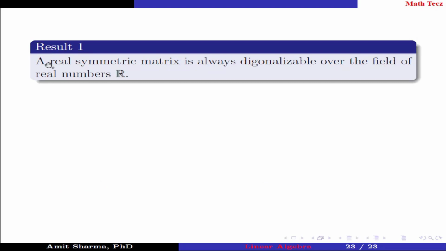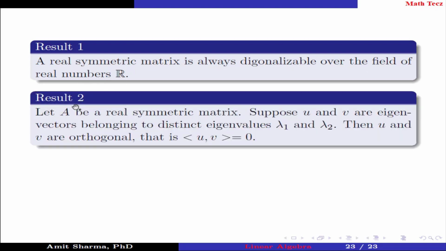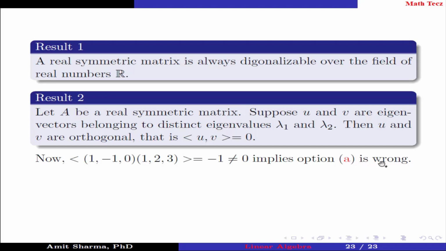Result number 1. A real symmetric matrix is always diagonalizable over the field of real numbers R. Result number 2. Let A be a real symmetric matrix. Suppose U and V are eigenvectors belonging to distinct eigenvalues lambda 1 and lambda 2. Then U and V are orthogonal, that is, the inner product of U comma V is 0. Now, take the inner product of (1, minus 1, 0) with (1, 2, 3), which is equal to minus 1, which is not equal to 0, which implies option A is wrong.